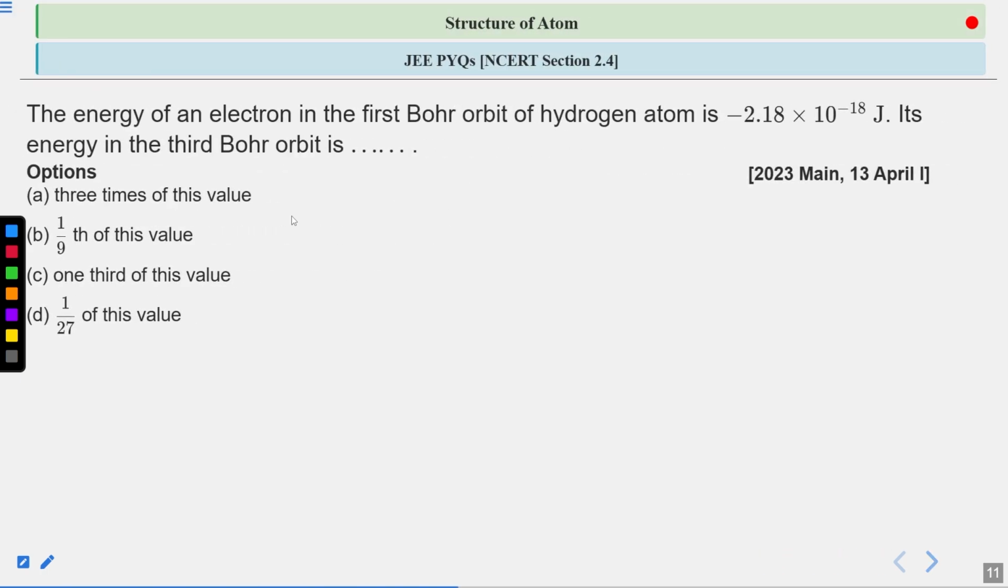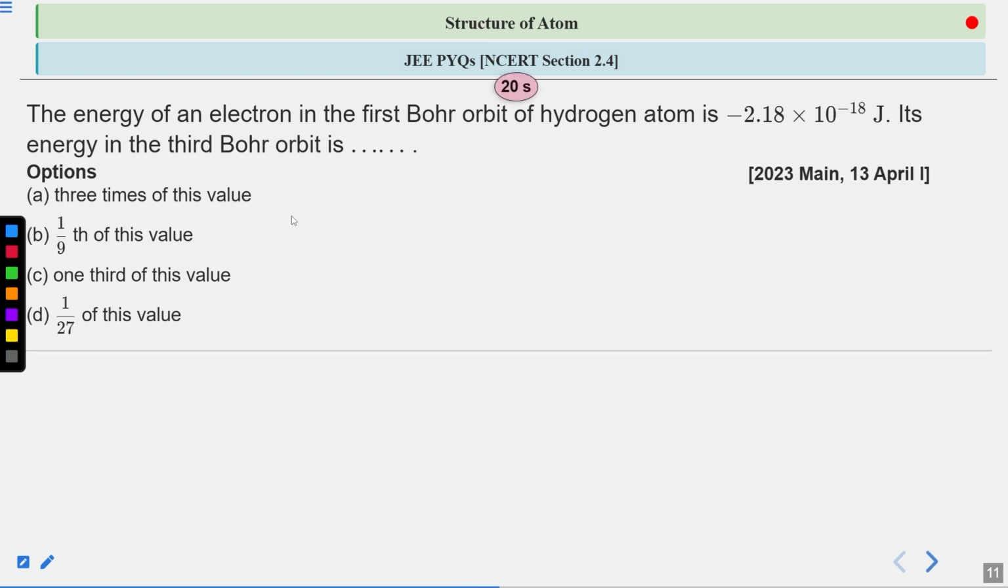Then here is our next question. The energy of an electron in the first Bohr orbit of hydrogen atom is given as minus 2.18 into 10 to the power minus 18 joule. Its energy in the third orbit is. This question was asked recently in the 2023 Mains exam on 13th April in the first shift. There are 4 options: 3 times of this value, 1 by 9th of this value, 1 by 3rd of this value, 1 by 27th of this value.